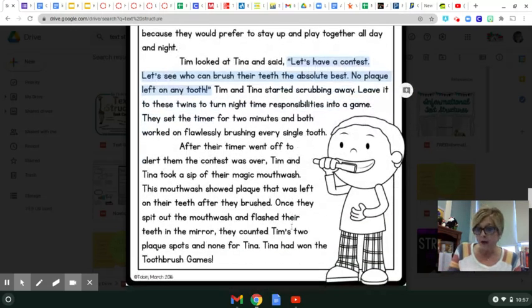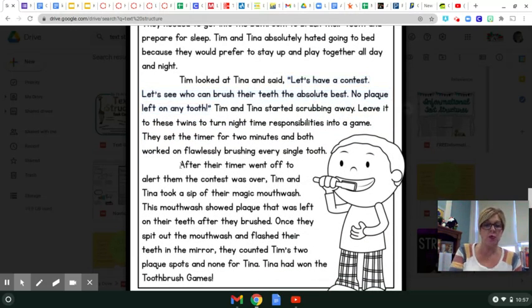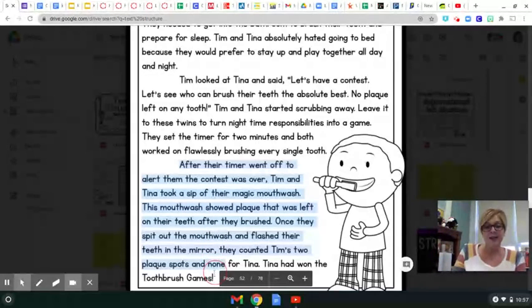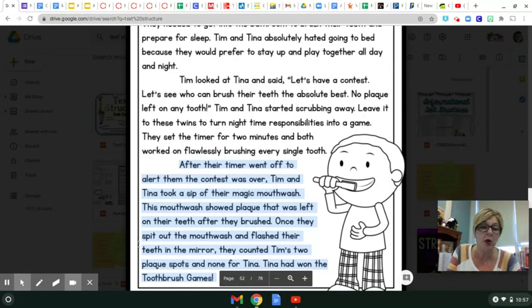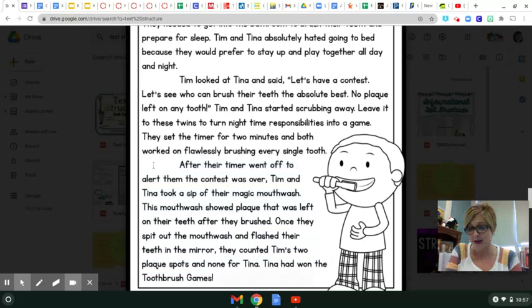Okay, scrolling on down, paragraph 3 starts with the word after, and this is what I would call the end of the story. It tells and summarizes what happens to wrap up the toothbrush games that they were starting and how that ends, kind of the solution. We know that Tina ended up winning. But again, if we were to read this whole paragraph 3, what we find out in paragraph 3 is built from what we were introduced in paragraphs 1 and 2. They each follow that sequence. So if we read paragraph 3 first, it just wouldn't make sense in our story structure.